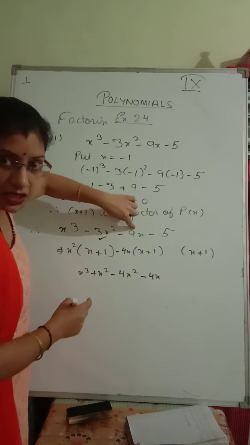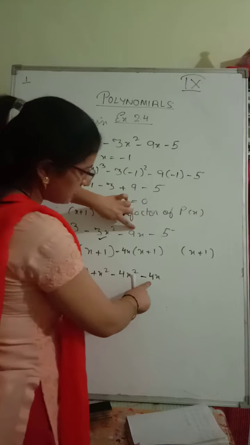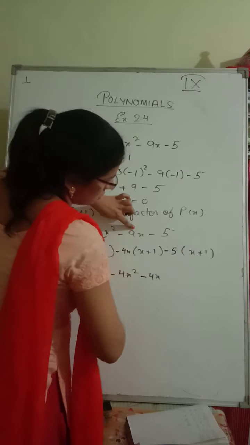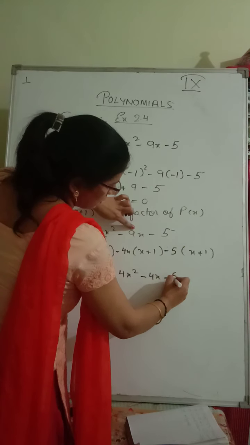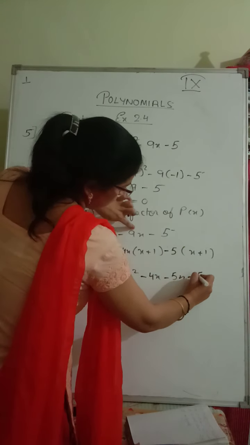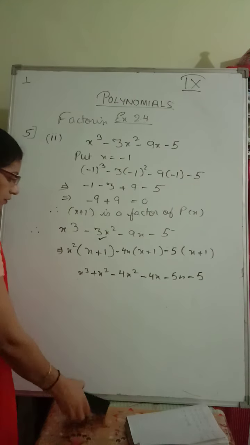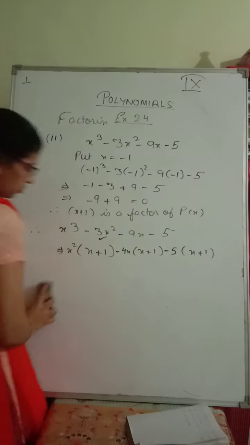So this is multiplied by minus 4x. But now what do we need? We need minus 9x. So how will minus 9x come? When there will be minus 5x more. So we will write minus 5x here, and the minus 5 goes the same way. Okay? So we will get it like this. Revise the video again and see how we got this.